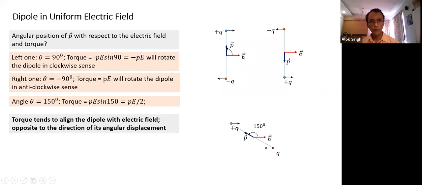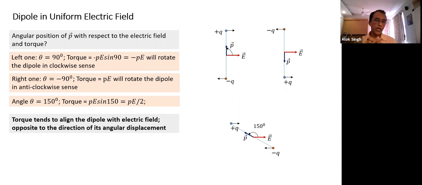You understand? And every time, what is the torque trying to do? If you look at the behavior of the torque, the torque is tending to align the dipole with the electric field. It is opposite to the direction of angular displacement. Do you understand the meaning of the sentence?